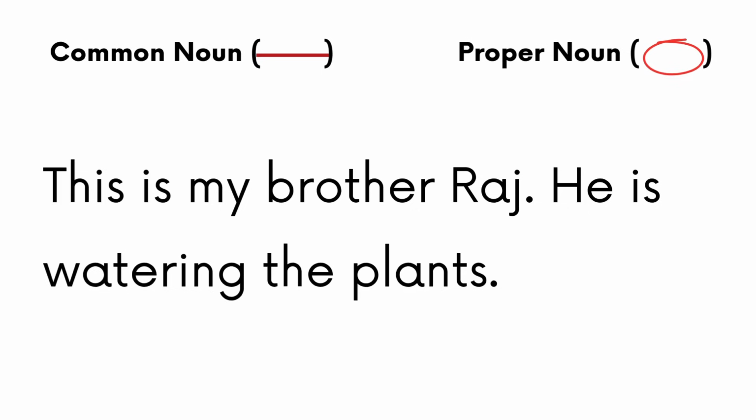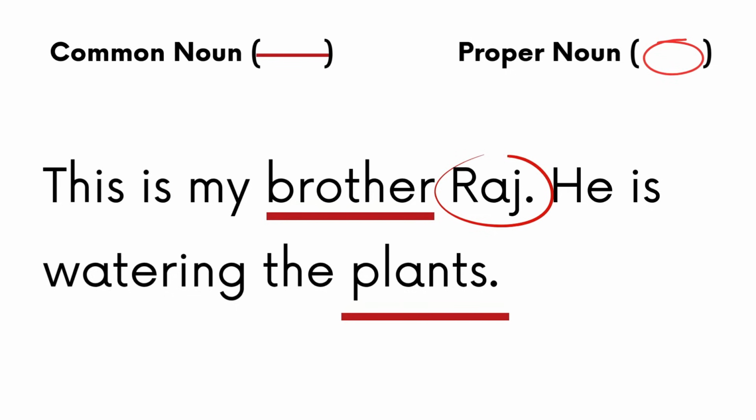In the sentence, this is my brother Raj. He is watering the plants. Here are the nouns. Common nouns, brother, a general relationship. Plants, a general category. Proper noun, Raj, a specific name of a person.